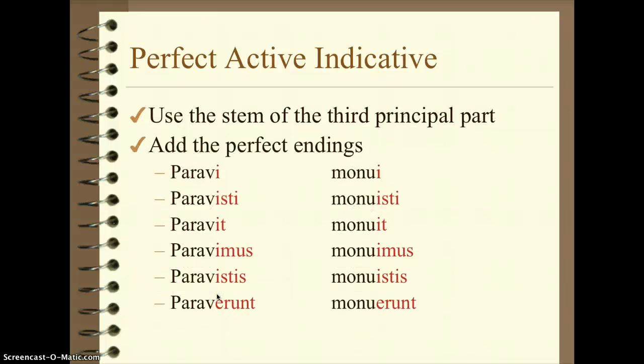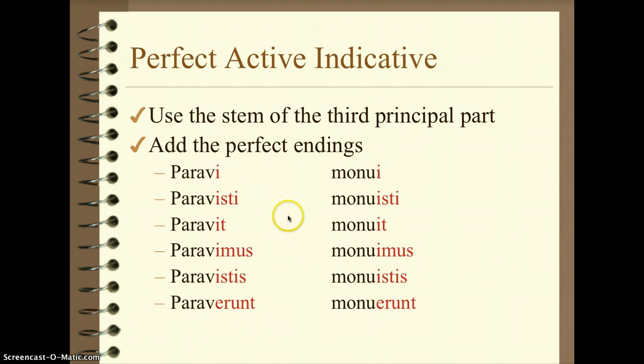Okay, perfect endings are different. They don't have o/m, s, t, mus, tis, nt anymore. It is i, isti, it, imus, istis, erunt. Now this changed from the I's. We have 5 I's, and then we have erunt. Hopefully you remember why. Int is not allowed ever until there's the exception. But let's not pay attention to that at the moment.